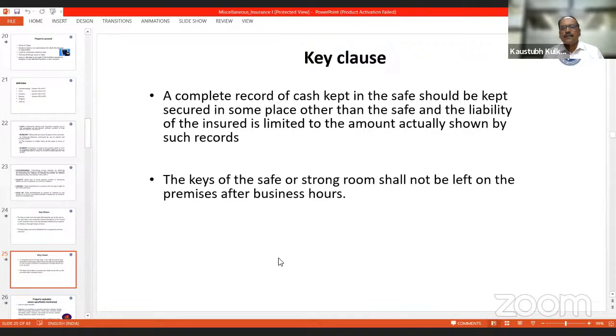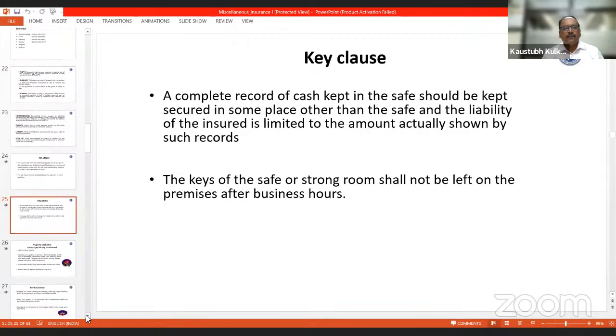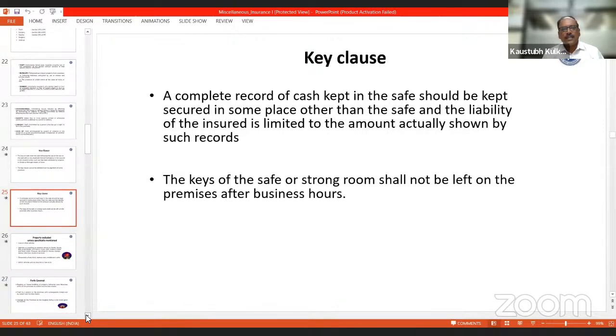Accordingly, the keys of the safe or strong room shall not be left on the premises after business hours. These are the features of the key clause. And if the keys are left on the business premises after business hours and the keys are used by the thief, then in that case the key clause will come into the picture and the claims will not be payable, because there will not be a forcible way to have the keys by that unlawful person.